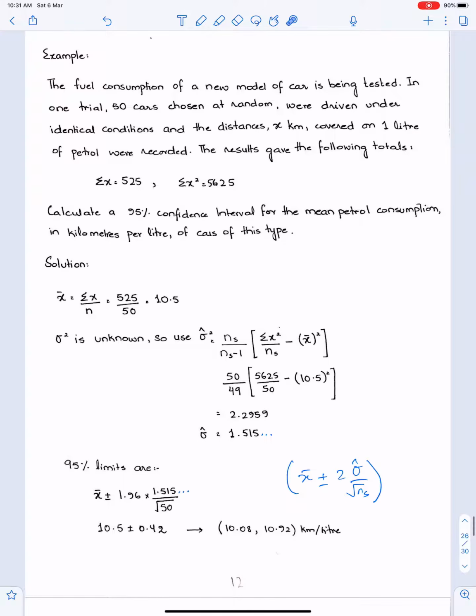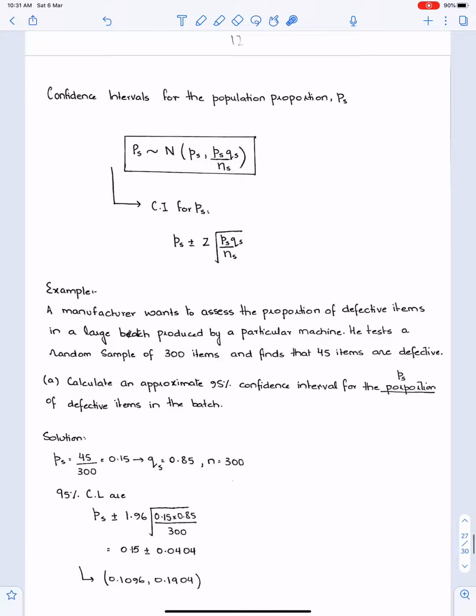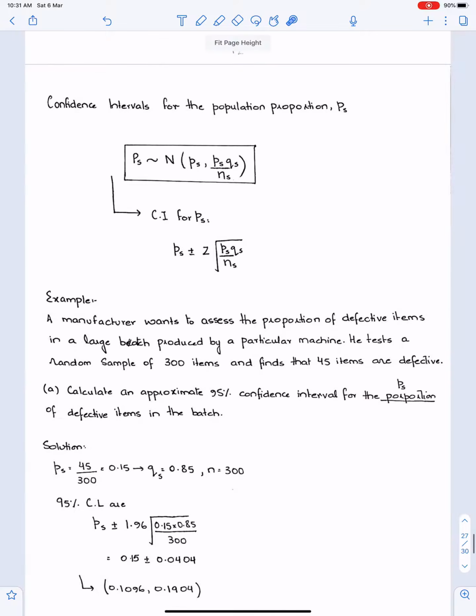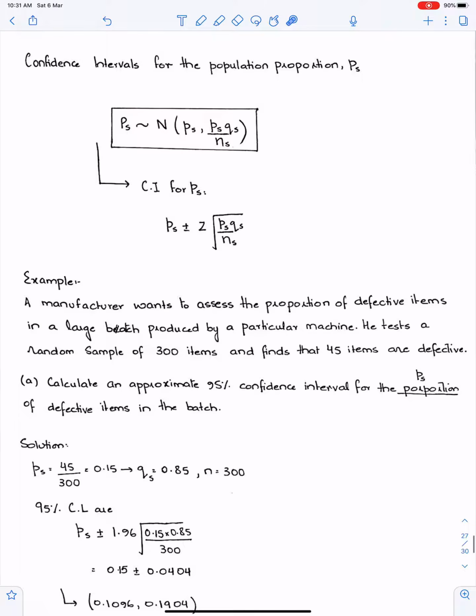This question is very important, because in this question we first found x bar, then we found sigma cap square, and then we used this formula for the confidence interval. Well, this is the last thing of this lecture, the last concept, I guess: confidence intervals for the population proportion PS. We have done this earlier in this lecture.